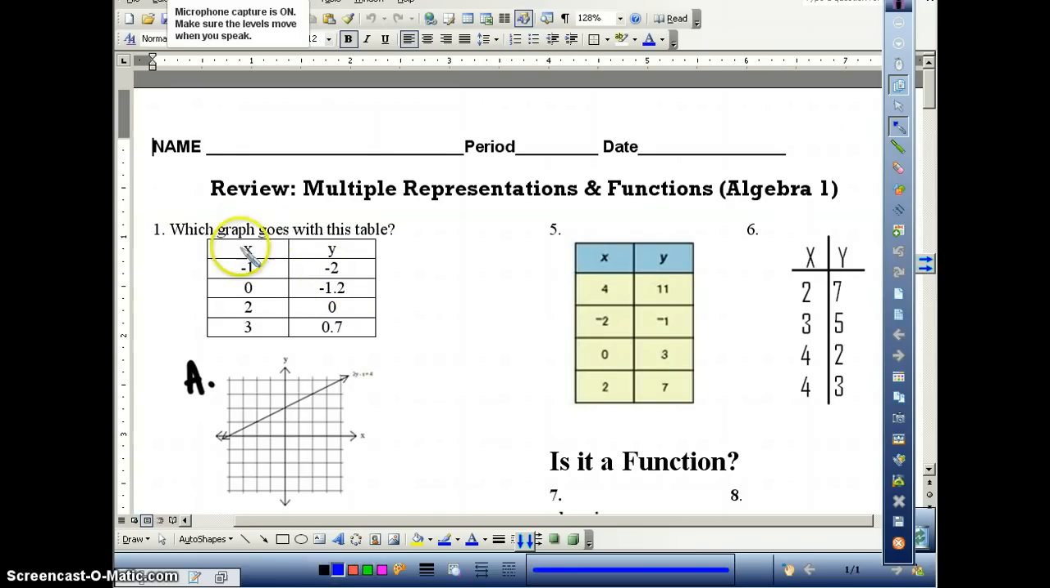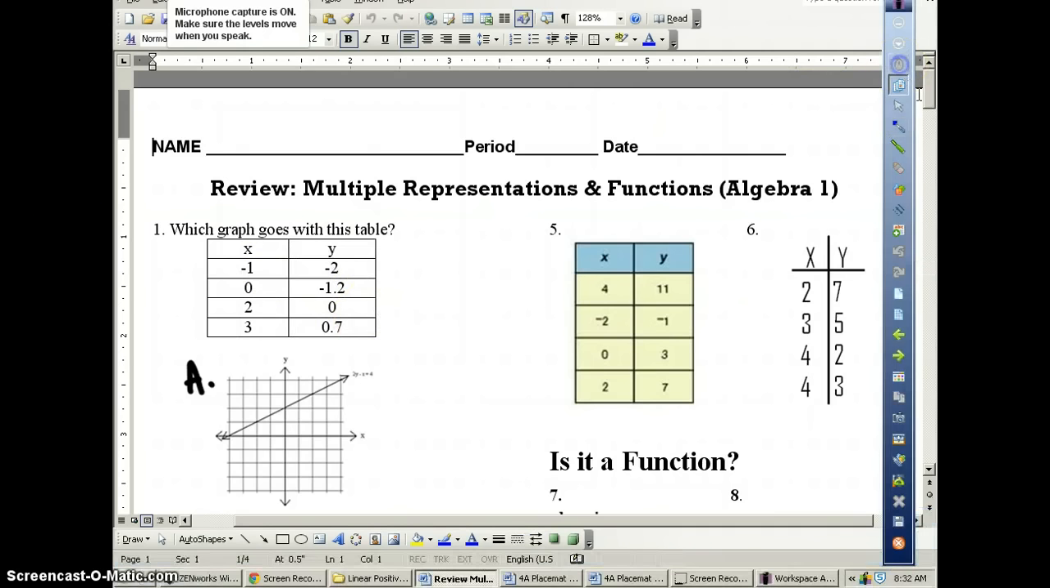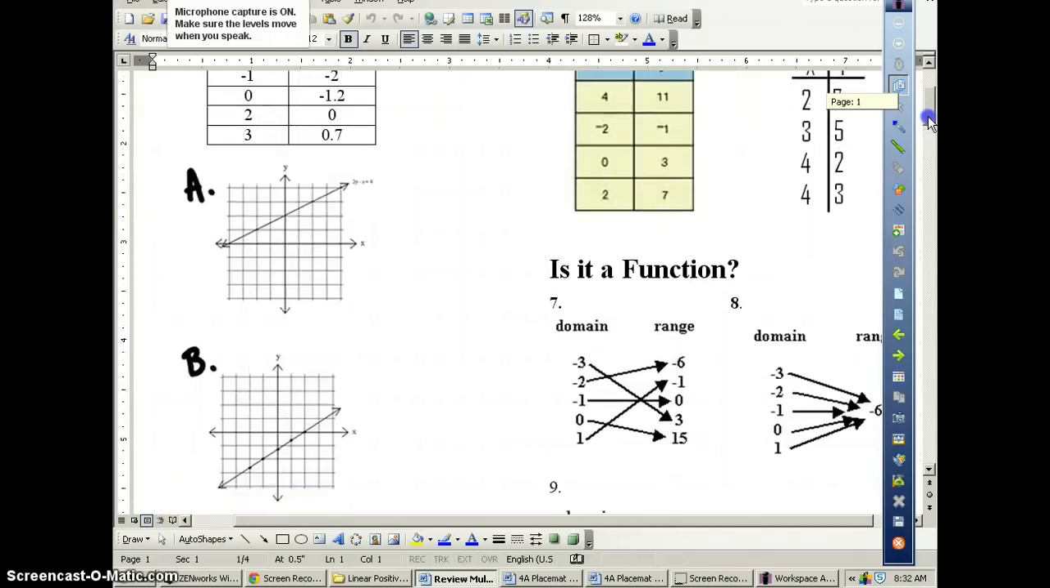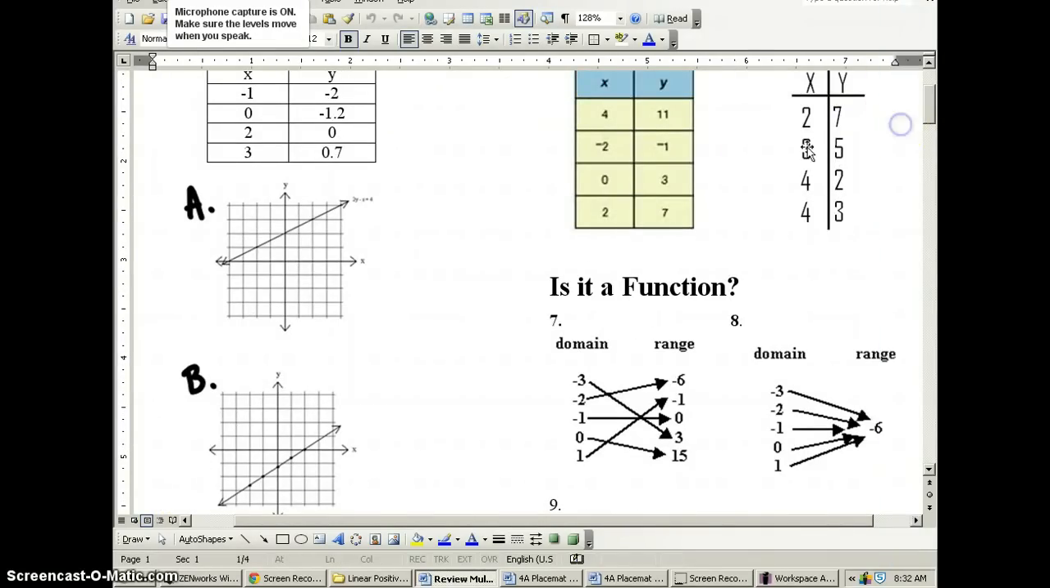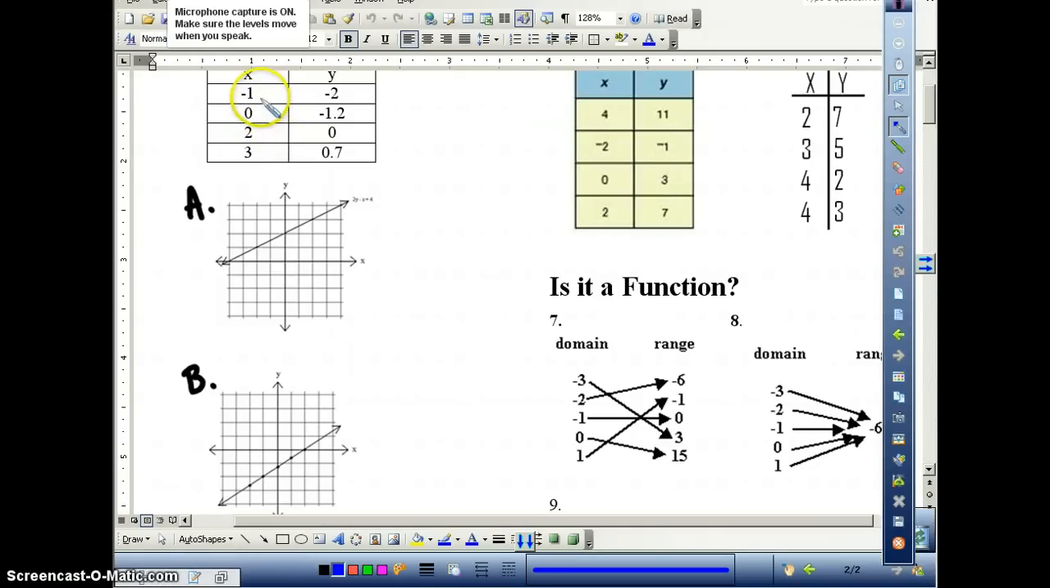Alrighty, the first question says, which graph does this table go with? I've got a set of x values, a set of y values, and I have two graphs here, okay? I want you guys to figure out which graph goes with this table. I would just plot the points. (-1, -2) is right here. Does that fall on the line? No, let's try it on the next one. (-1, -2) falls right there. Definitely falls on B.